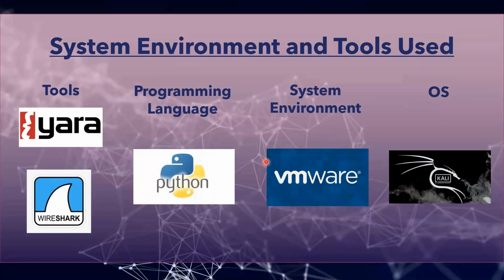So the system environment and the tools that I'm going to use for this project is as follows. The tools are YARA rules and the Y-sharp or the T-sharp. The programming language that I'm going to use to write my scripts are Python and Python 3. And the system environment, the software that I'm going to use is VMware. And the OS that I'm going to run over this VMware is Kali Linux.